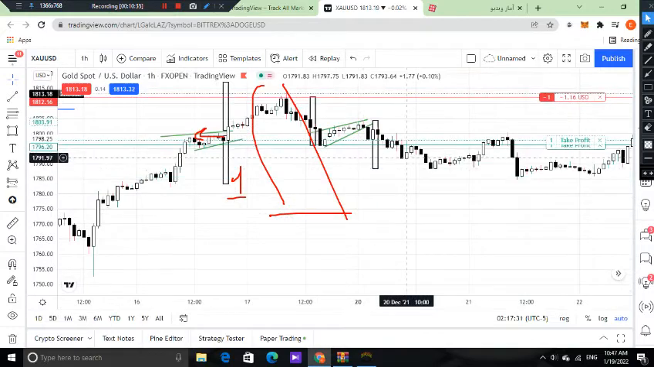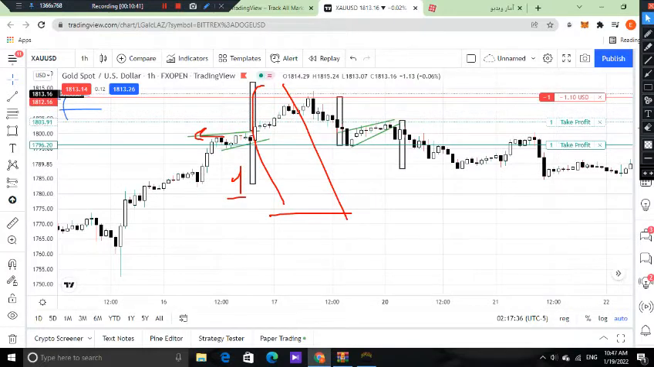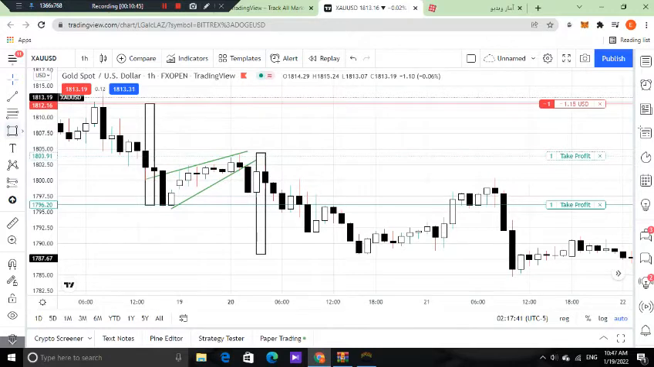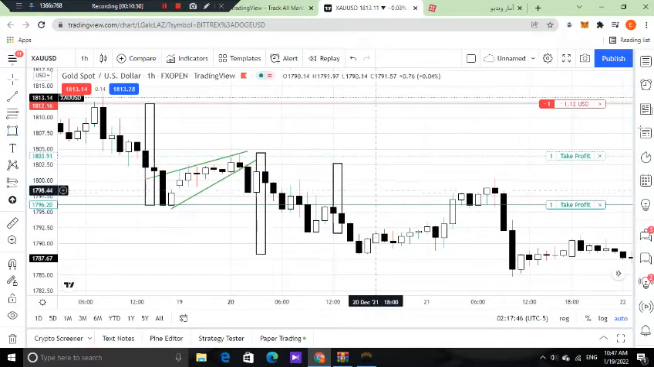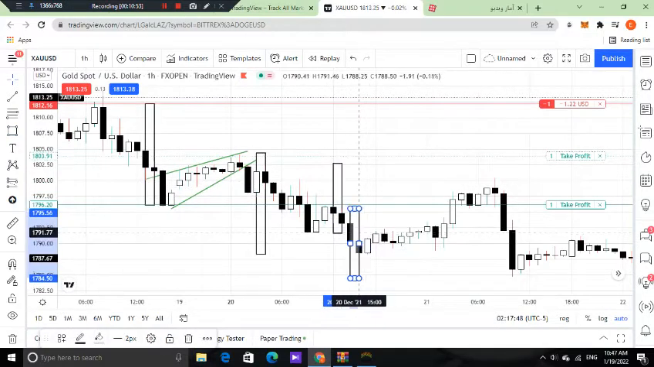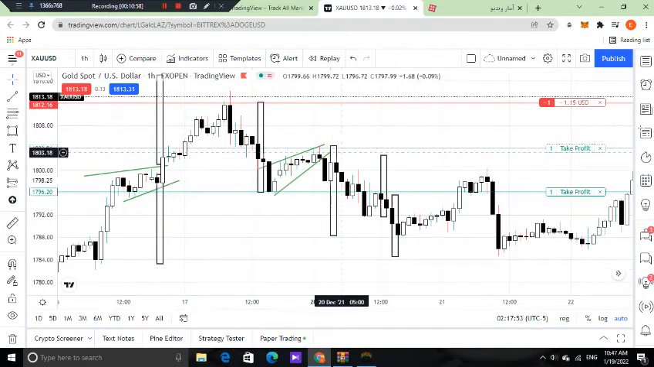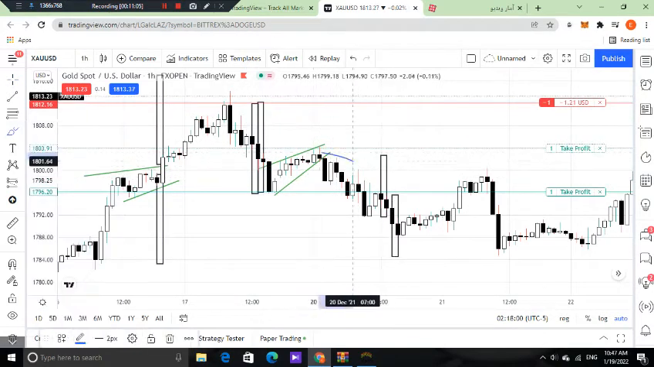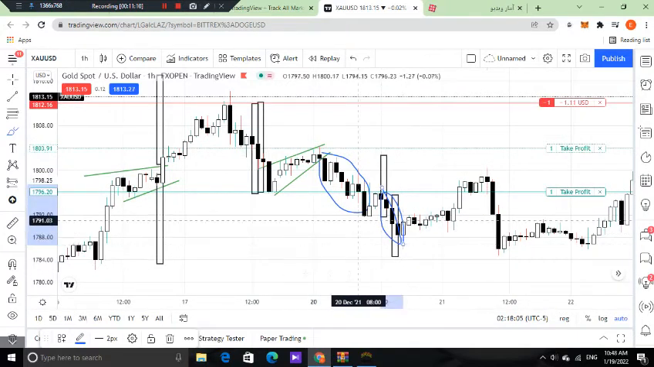What about this one? Is this a flag too? Okay, we'll see. If you measure this, I don't think so. No, it's not. And then after that, I'm talking about this. Let me get rid of this one. I'm talking about this leg, and I'm comparing this with this one.